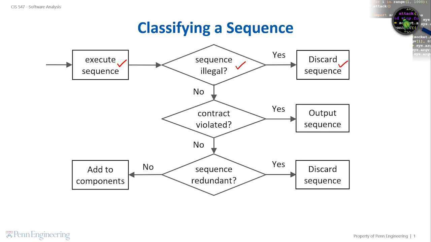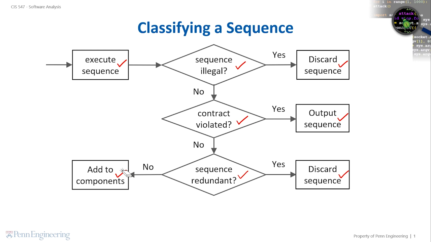Otherwise, it checks whether the sequence violates a contract. Recall that a contract is analogous to a post condition, an assertion on the final result of the sequence. If a contract is violated, it outputs the sequence as a contract violating test case. Otherwise, it checks whether the sequence is redundant. If so, it discards the sequence.